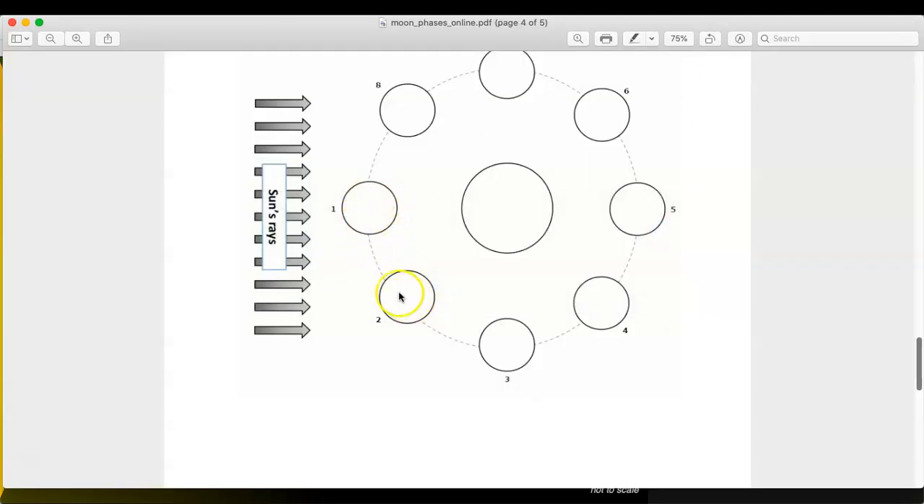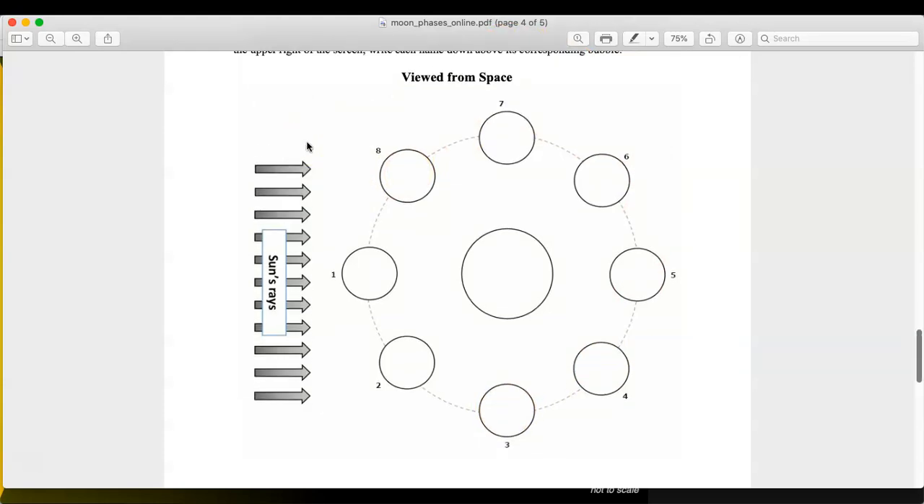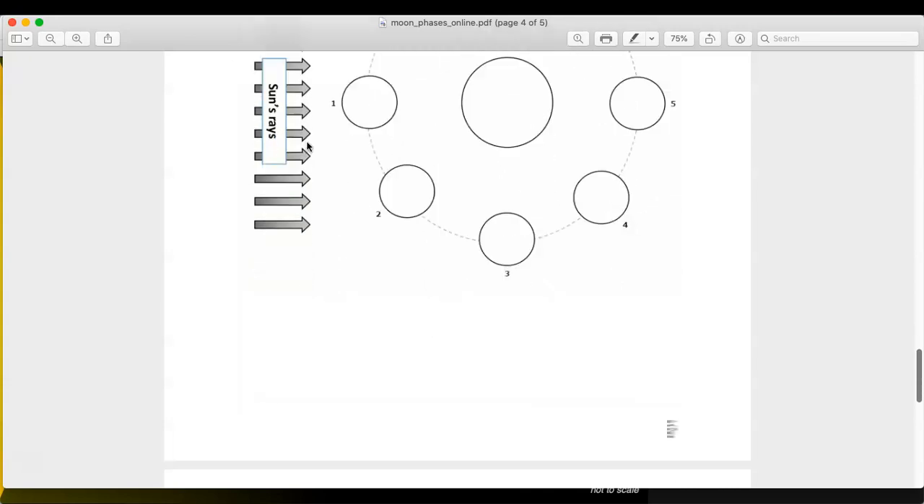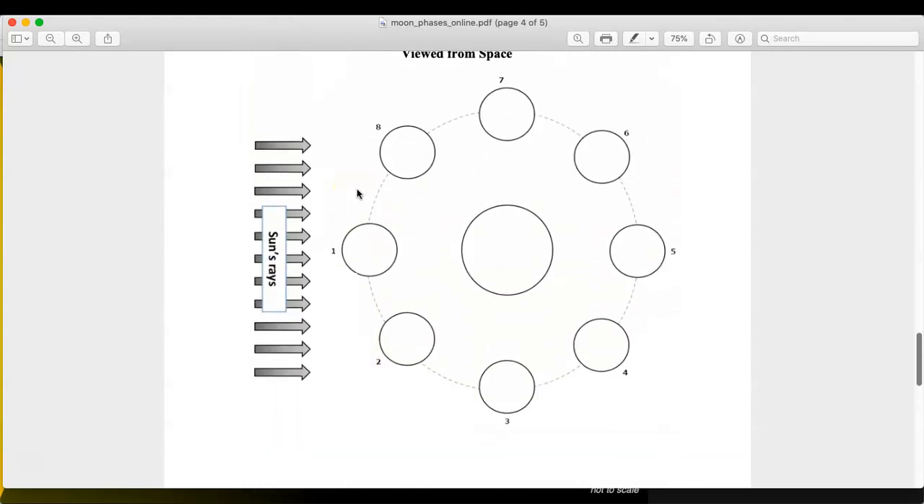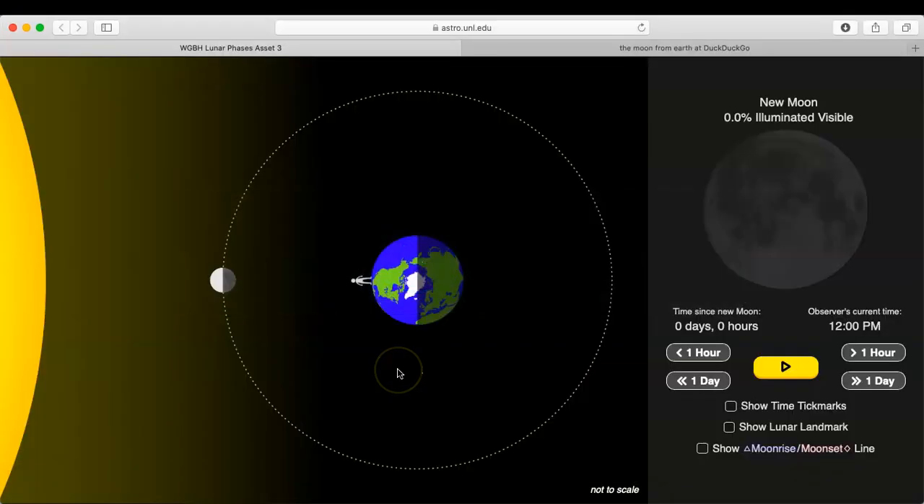Let's do another example with position 2, but your exercise is to go to 3, 4, 5, 6, all the way around to represent the 8 types of phases that we observe and name about the moon. Okay, so let's try observation number 2, viewed from Earth, and number 2, viewed from space.